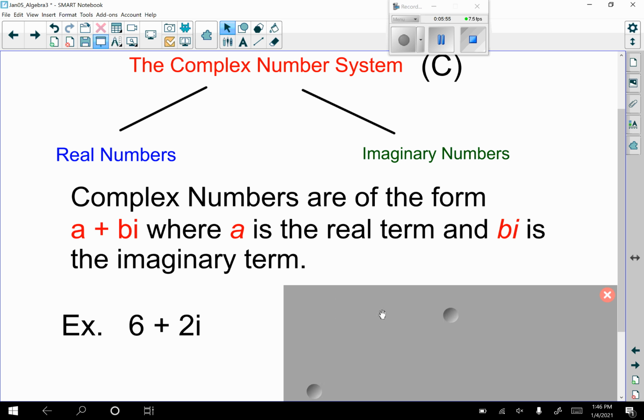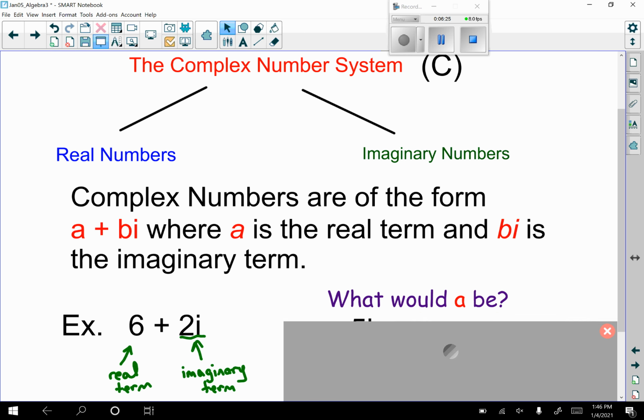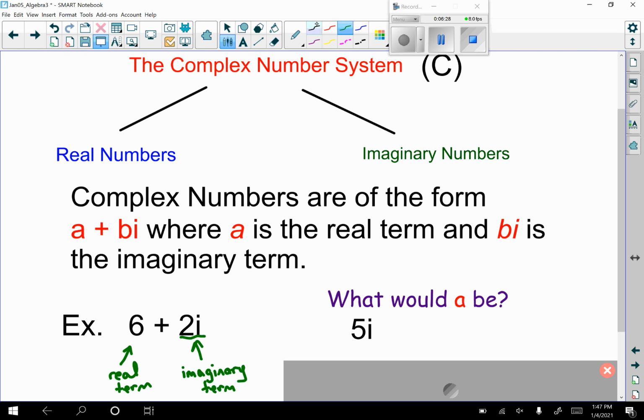All right, so our first example of a number in the form a plus bi is 6 plus 2i. The 6 is the real term, and the 2i is the imaginary term. They're not always going to look complete like this, where we definitely see a real and an imaginary. If we're just looking at a 5i, what would a be? What would be the real term if it's not there? Could be a 0. So really this is 0 plus 5i.